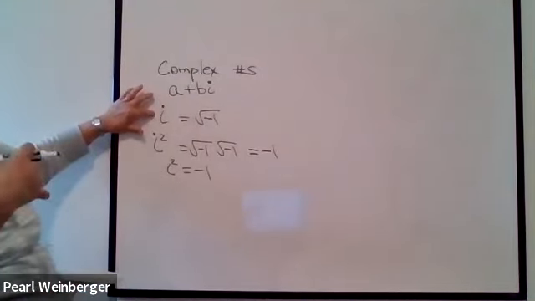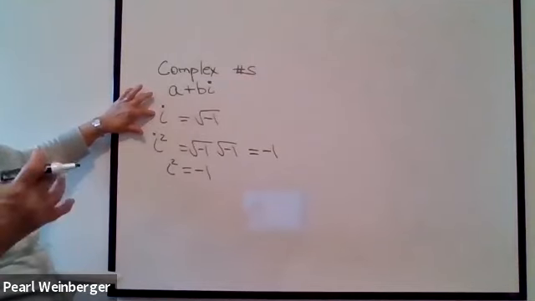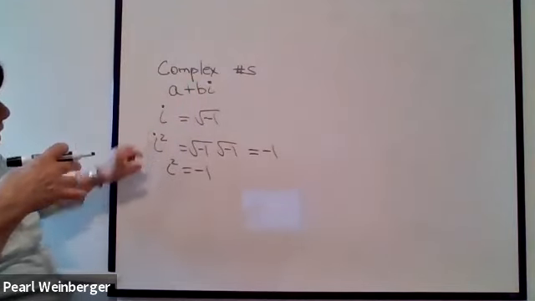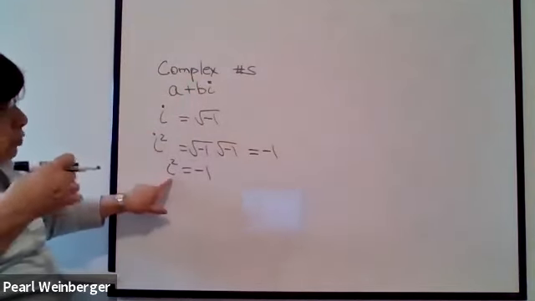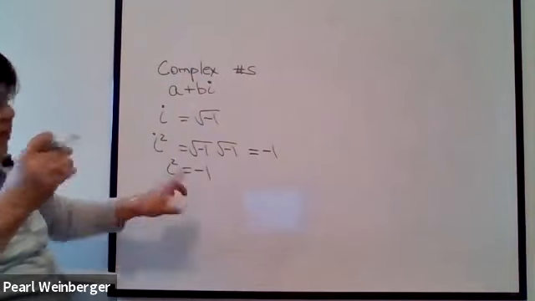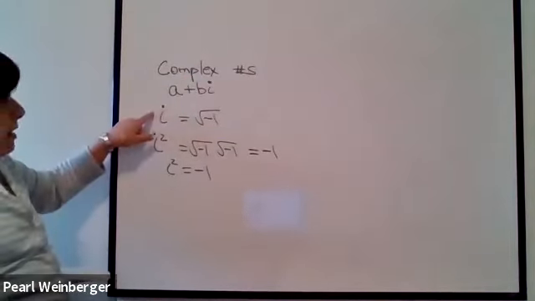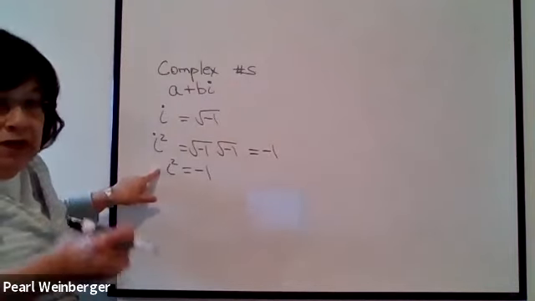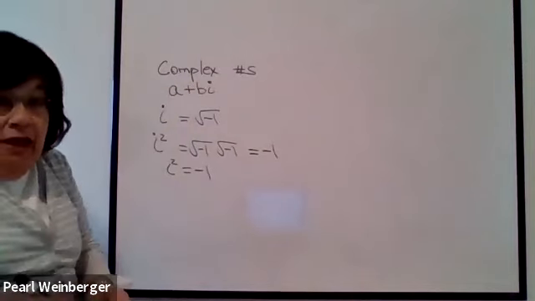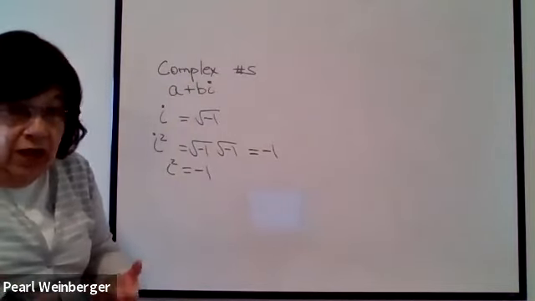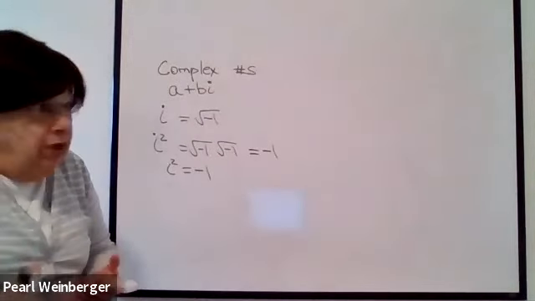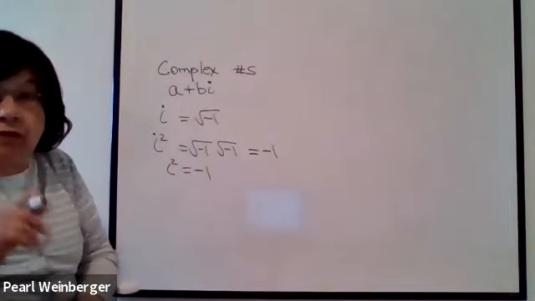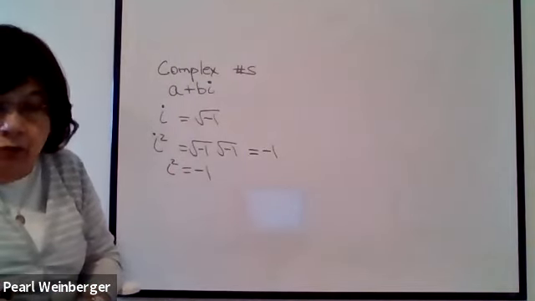You have to remember what i is, because if you have a number with a square root with a negative in it, you're going to have to convert it to an i. And you have to know what i squared is. i squared is a number that doesn't have any square root in it. i is an imaginary number, but i squared is the real number, -1. And whenever i squared comes up, I don't leave it as i squared. I change it to its equivalent, -1, because it doesn't have a radical anymore.